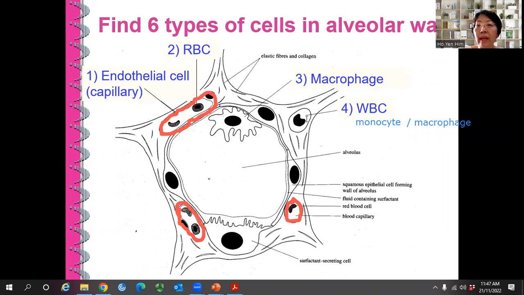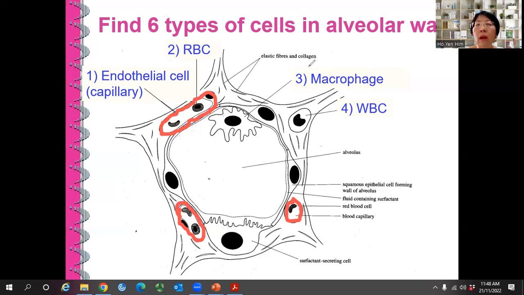Monocyte is when it is still circulating inside the blood vessel. The moment it migrates out, we have to call it a macrophage. So I will actually call this cell a macrophage because it has migrated out from the blood vessel already. This is something that you need to always remember. Make sure you study until you're very familiar with the basics, so that any kind of question that comes out is very easy for you.